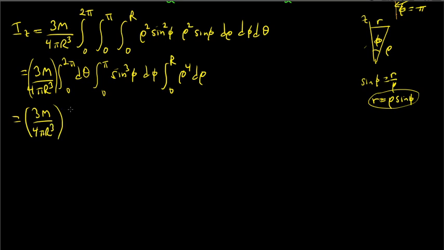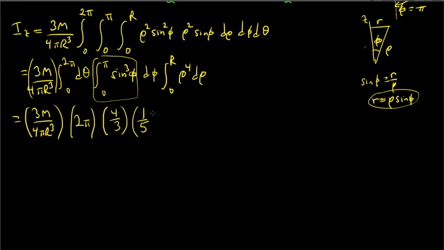All right, so 0 to 2 pi, that's just 2 pi. The integral of sine cubed from 0 to pi is just 4 over 3. Again, you should probably work it out using the formula on your formula sheet. Not bad. And then rho to the 4th, you get 1/5 rho to the 5th, so 1/5 r to the 5th.